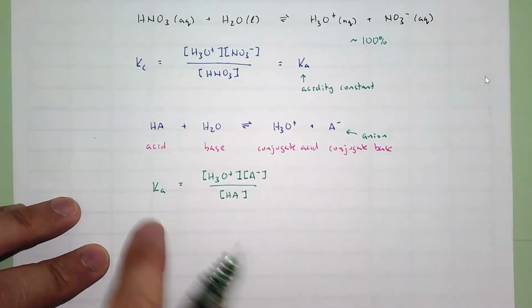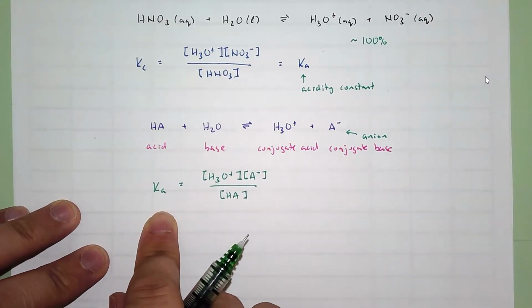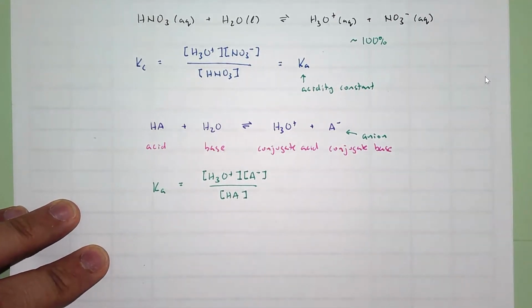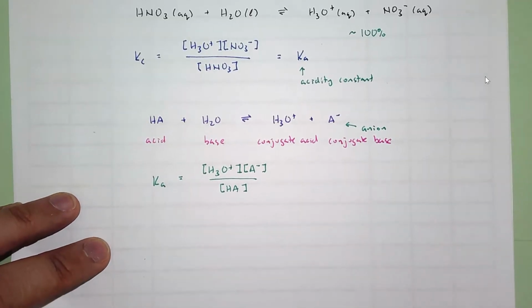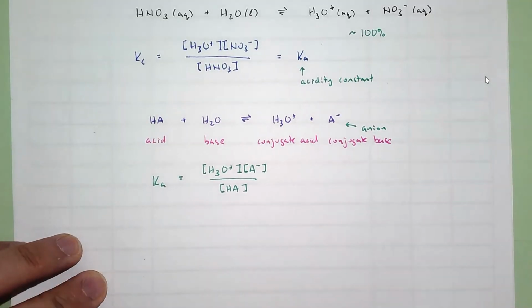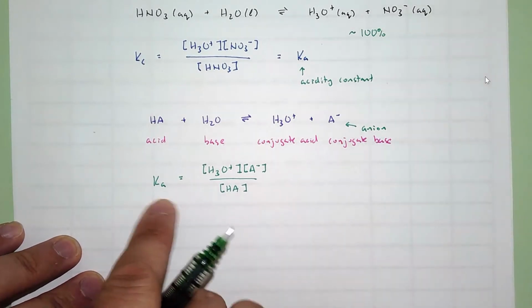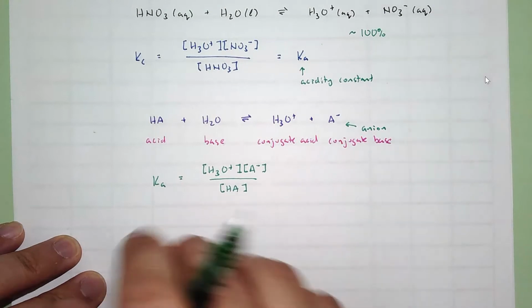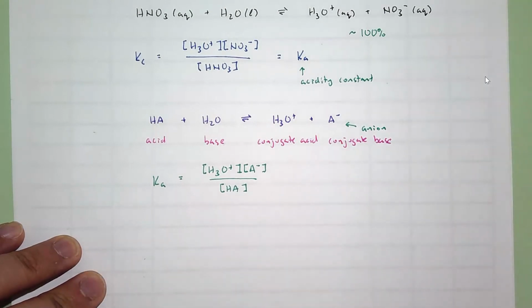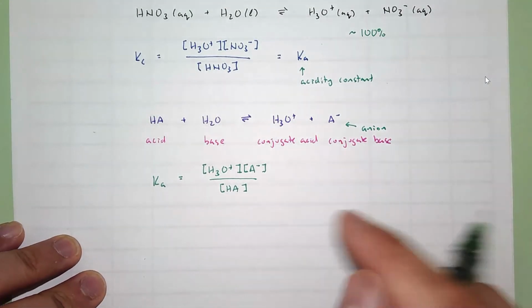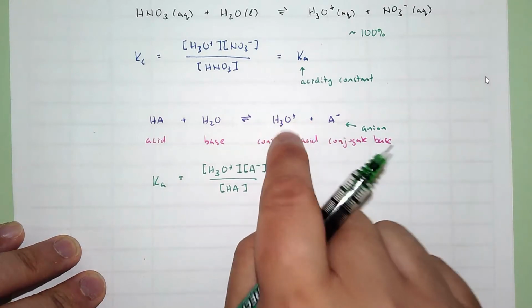When you have a Ka, you are specifically looking at one proton of the molecule being donated. I don't want to get too deep into this. We'll see some examples later, but if you have a diprotic acid, you'll have a Ka1 for the first proton and a Ka2 for the second proton. So in each case, we're always generating one molecule of H3O+.